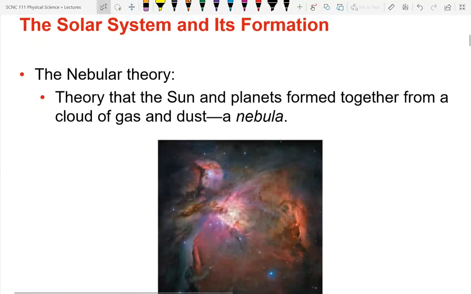How did we get our solar system? This is something that obviously can cause argumentation in a school like Union College, where we definitely believe in creation. And the Bible says in the beginning, God created the heavens and the earth. And so the standard answer is God created our solar system.